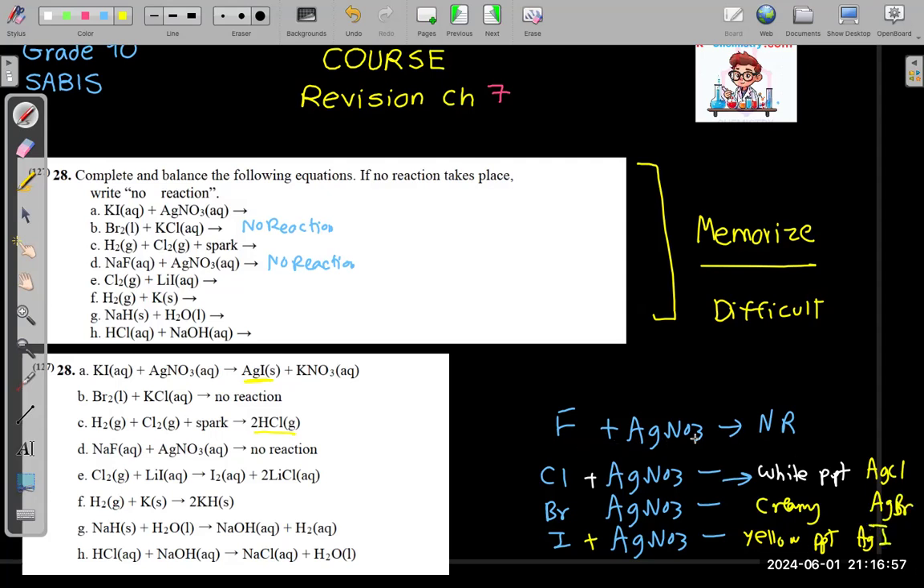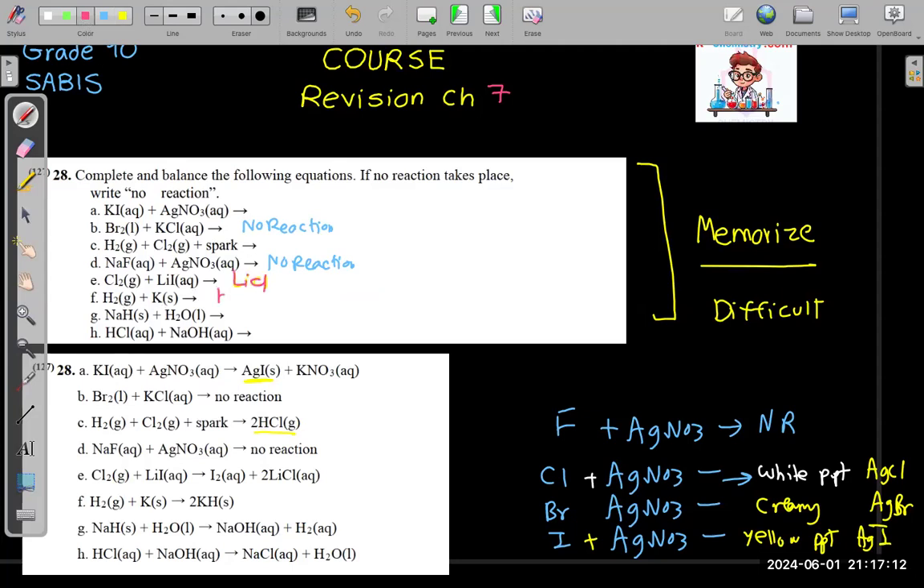What about this one? It does not react. So fluoride is the only one from group 7 that does not react, so no reaction. Li plus Cl forms LiCl, and then balance it.